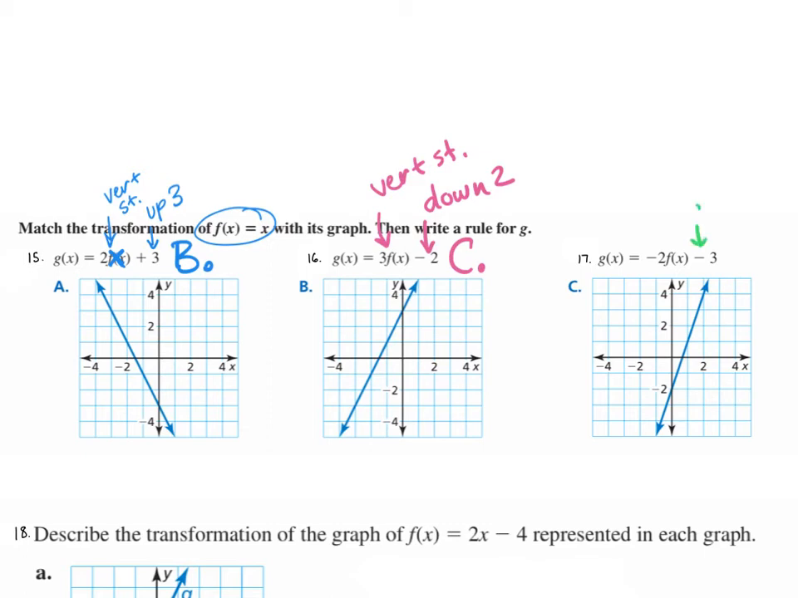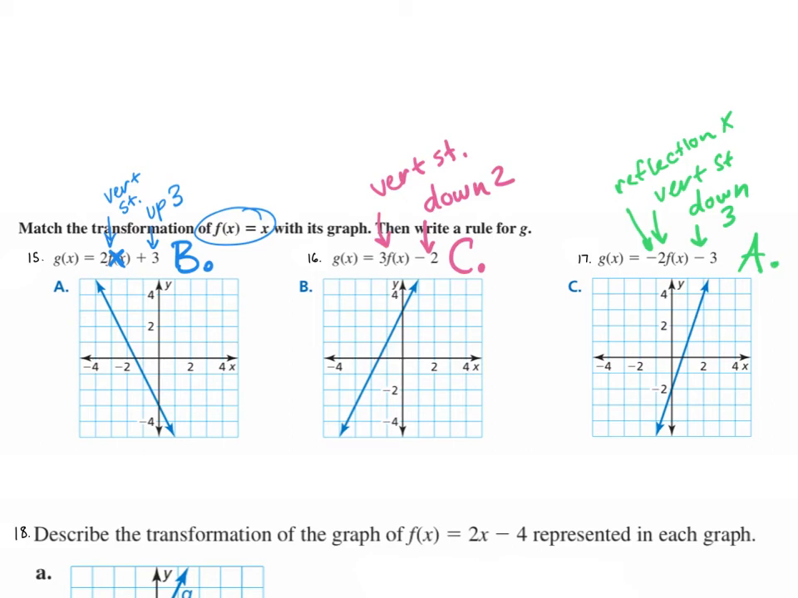And then we know the third one's going to be A, but let's just check to make sure we did it all right. So we're going down 3, and we have a vertical stretch. And this negative means that we have a reflection on the x-axis. So the only graph that all 3 of these apply to would be A.